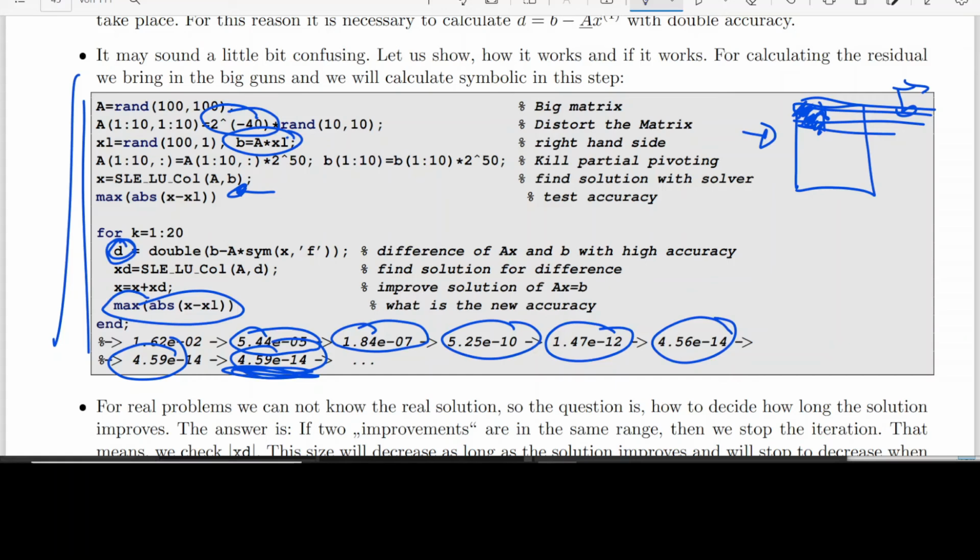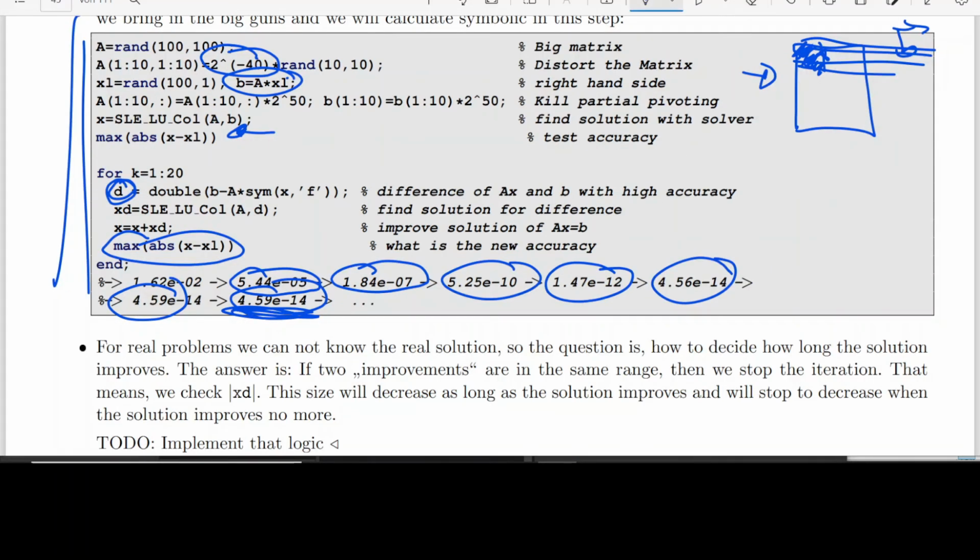Okay. And how can we check when to stop? We can use that XD. We can take the norm of this XD, and if the norm of this XD and the next one are in the same range, here from here to here it's not in the same range, the D shrinks by a factor of 1 divided by 1000 or something like that. But if it stays in the same range, then we should stop the iteration instead of doing it 20 times. In that case our algorithm will stop and we have our solution here.